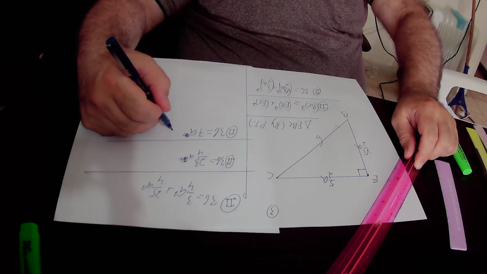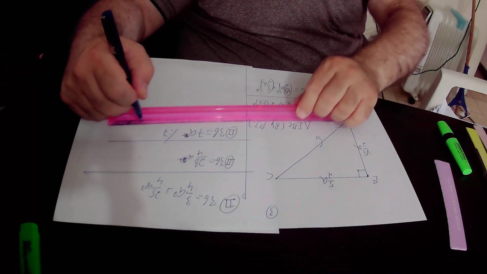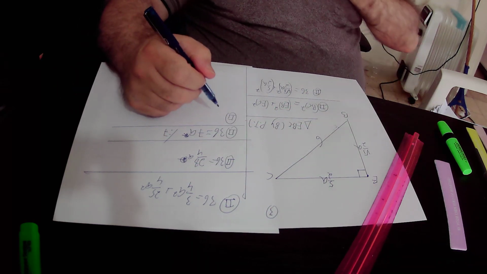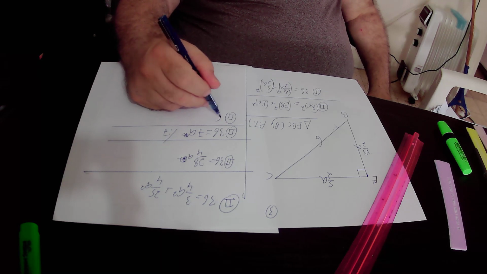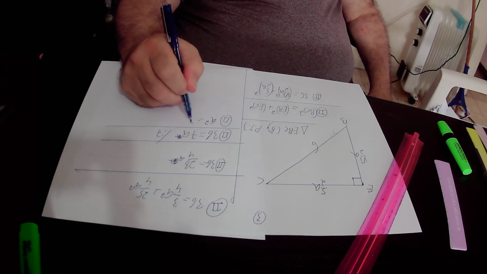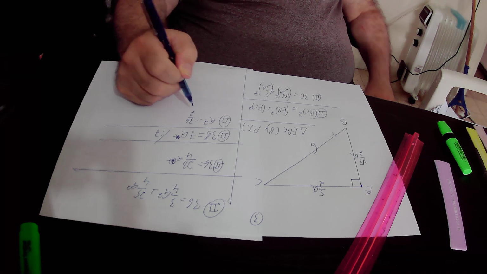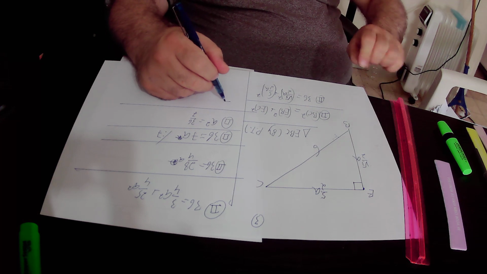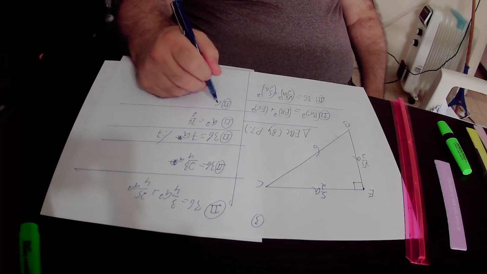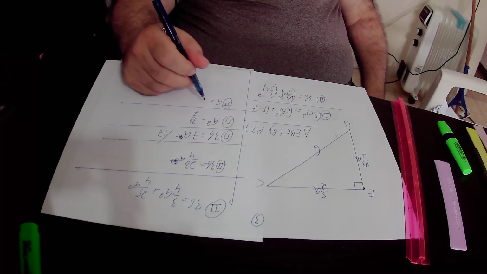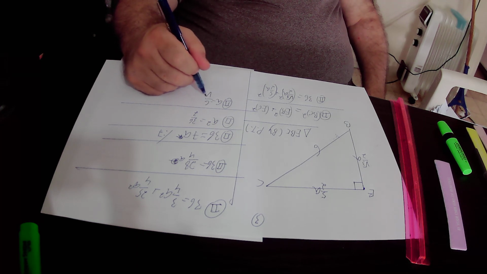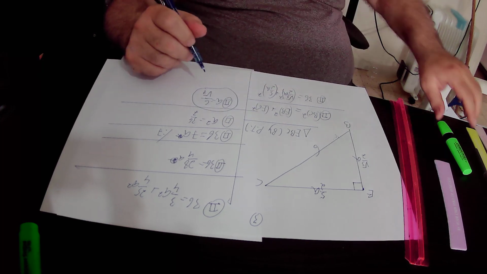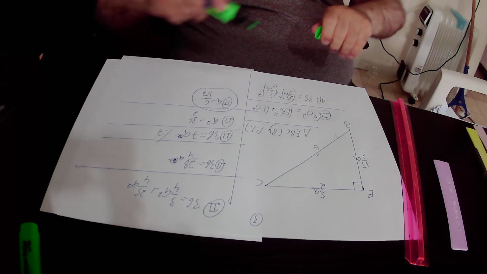Here we divide this equation by 7, and we get, according to equation number 2, A squared equals 36 over 7. We take the square root of both sides, and we get that A equals square root of 36, which is 6, over square root of 7. So A equals 6 over square root of 7 units.